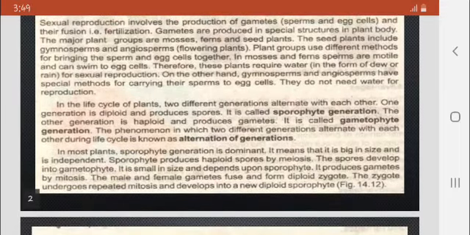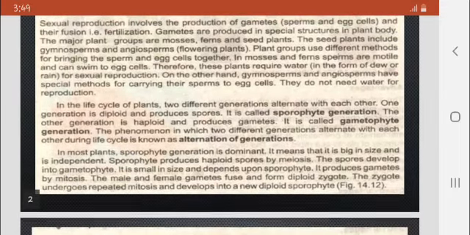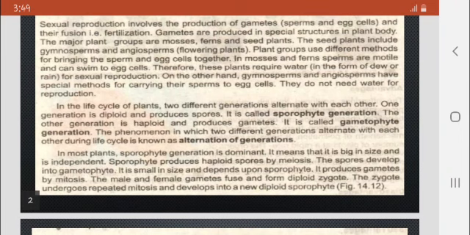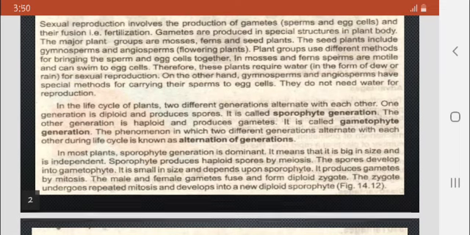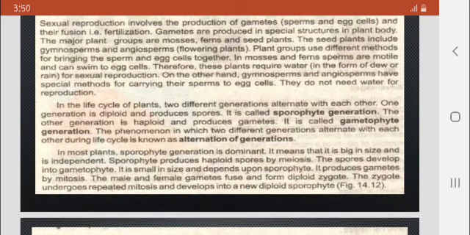In the life cycle of plant, two different generations alternate with each other. One generation is diploid and produce spore. It is called sporophyte generation. The other generation is haploid and produce gamete. It is called gametophyte generation. The phenomena in which two different generations alternate with each other during life cycle is known as alternation of generation.